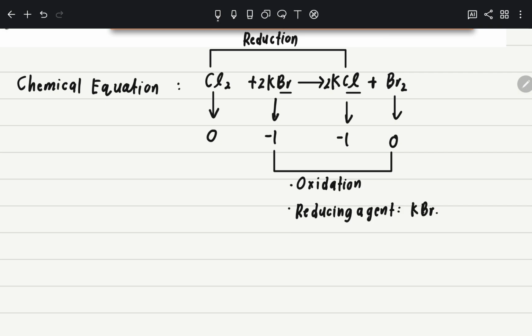Or you want to say bromide ion, can or cannot? Yes, can, because in this potassium bromide, specifically what undergoes the reaction is bromide. So if you want to say bromide ion, also acceptable. If you want to say KBr, potassium bromide, also acceptable.